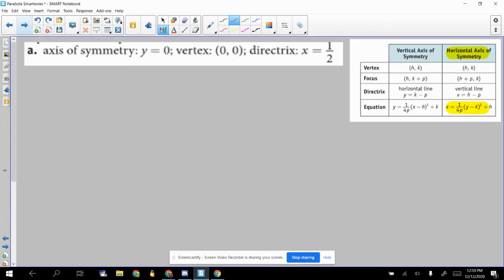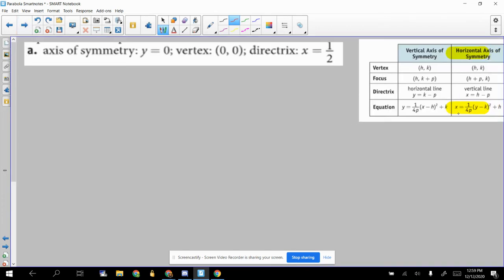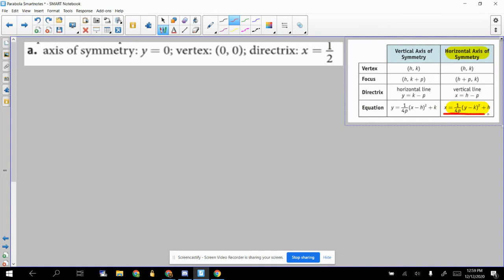So let's go ahead. All right, so now if you can see, we are focusing on this equation, okay? So first of all, we're still going to draw a picture. We have an axis of symmetry at y equals 0. So that would go through the y-axis at 0. So this alone should show us that it's going to be an x equals equation because the axis of symmetry is horizontal, okay? Then it also tells us that we have a vertex at 0, 0.